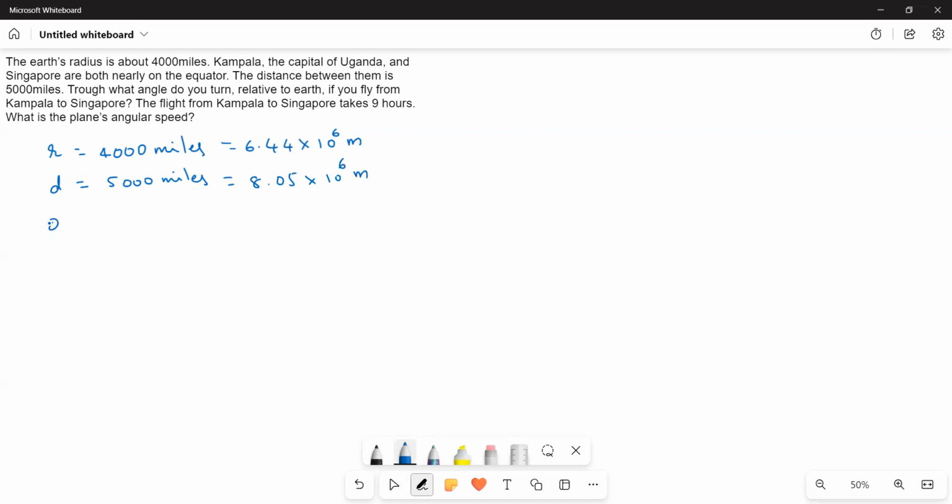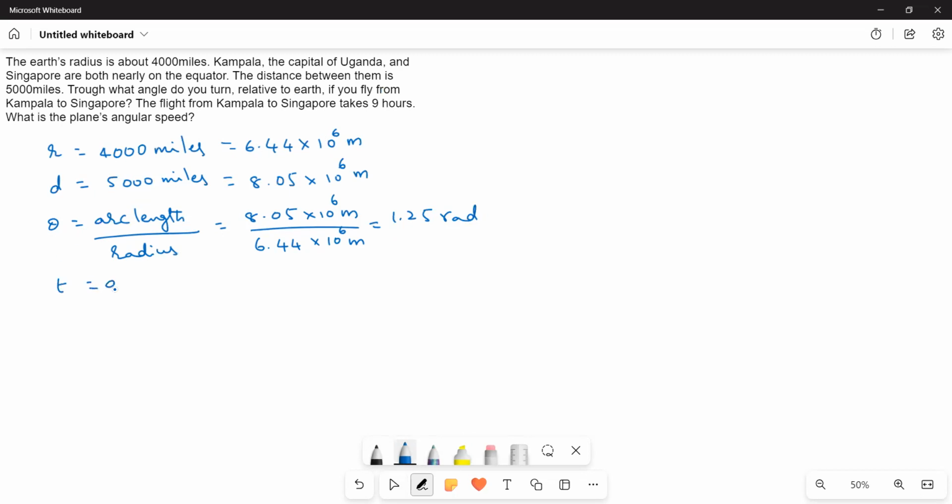We know theta is equal to arc length over radius. So this is equal to 8.05 × 10^6 divided by 6.44 × 10^6 meters. This gives a value of 1.25 radians.